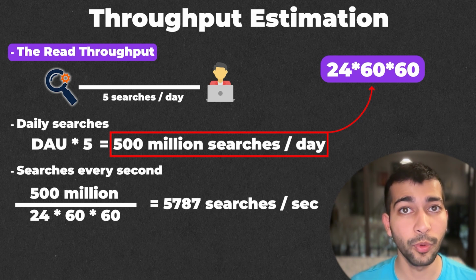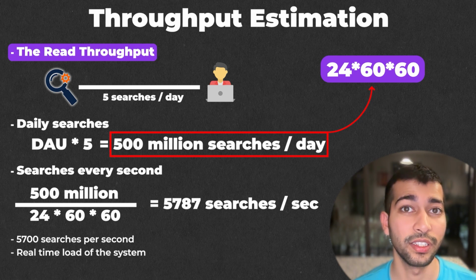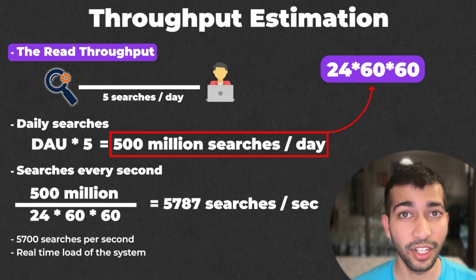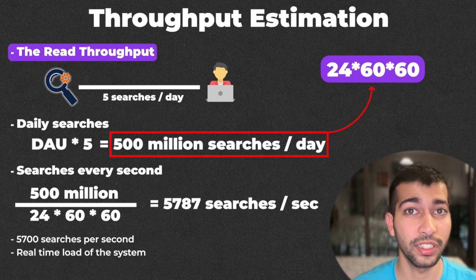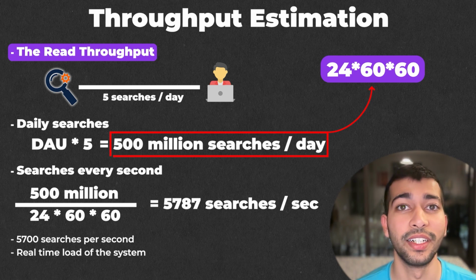So our read throughput comes somewhere around 5700 searches per second. This number helps us understand the real-time load of the system. It's essential to ensure that the system can process this much load while maintaining low latency and high availability.